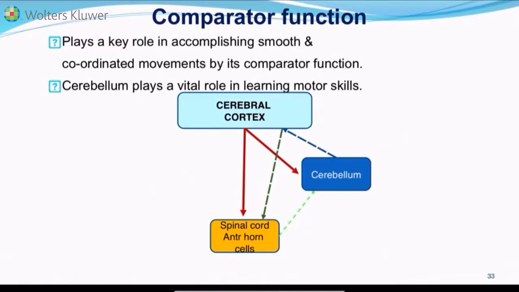You can see three components labeled here: cerebral cortex, cerebellum and spinal cord anterior horn cells. If you compare this with a family, the cerebral cortex is like the father, the cerebellum is like the mother, and the spinal cord anterior horn cells will be the children, many children. So the cerebral cortex is giving some money, some kind of liberty or cash, to be utilized by the children in the family. At the same time, the father is skeptical whether it will be utilized properly or not.